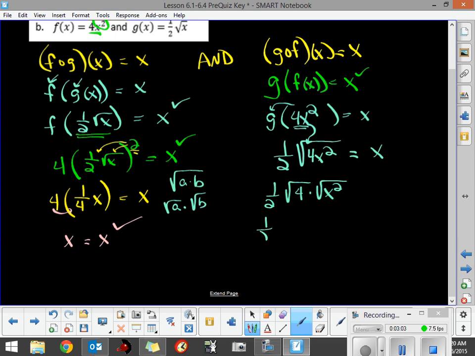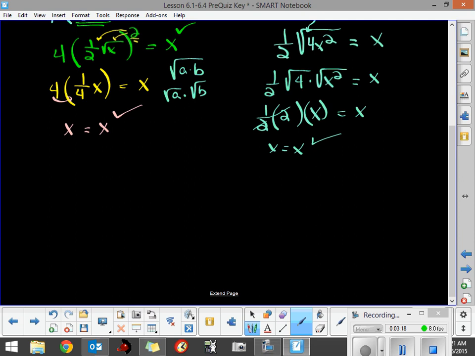So it's going to be 1/2 times the square root of 4 is 2, and the square root of x squared is x. Does that give me a return value of just x? And 1/2 of 2 is 1, so 1 times x is x, which is exactly what we wanted to find. So we found out that both g and f are inverses of each other, so therefore f and g are inverses.